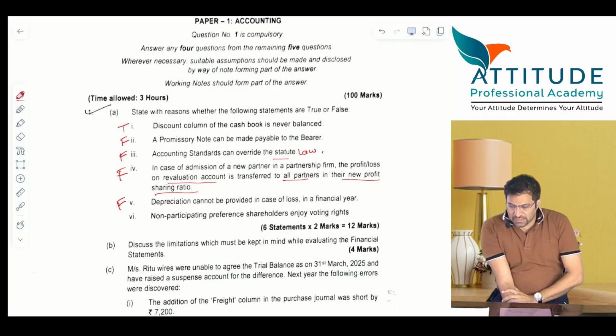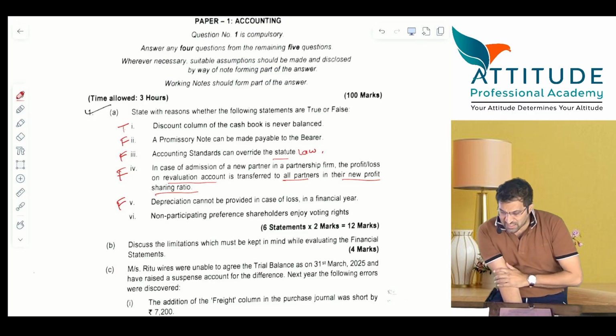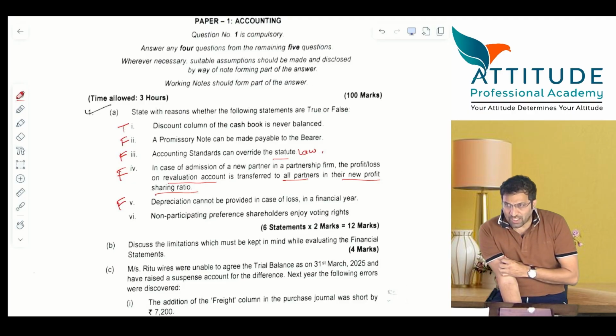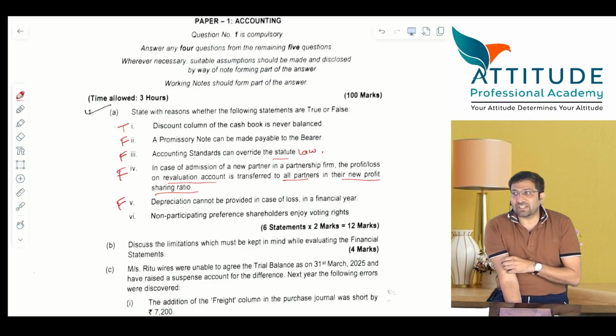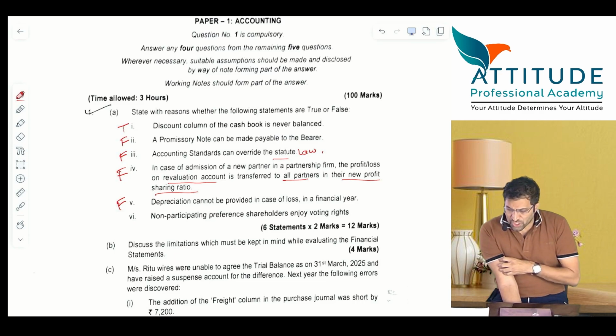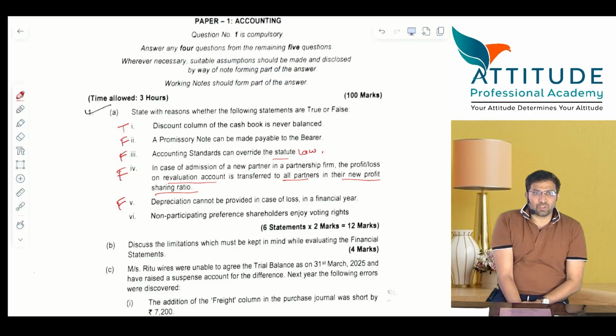Depreciation is a charge against profits and not an appropriation of profit. Charge means it is debited. Okay. It is a charge against profits and not an appropriation of profits. The same reasoning. Reasoning you have to give. It is not an appropriation item. Depreciation is a charge against profit and not appropriation of profits. Full stop. Next sentence. Therefore, depreciation has to be provided even in case of losses.